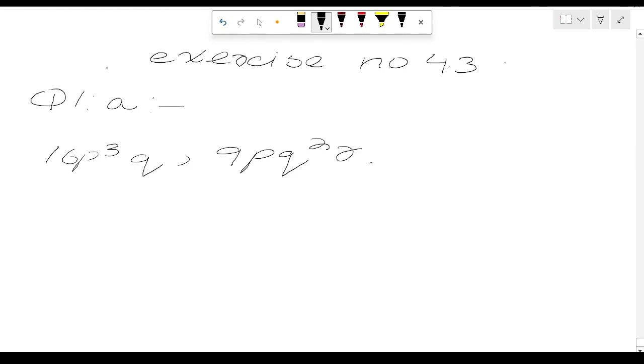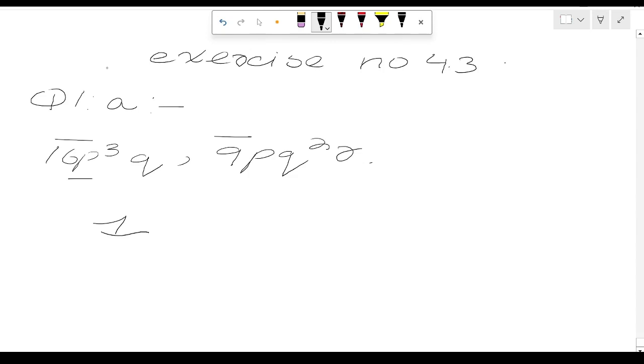So firstly, we have two terms. The first is 16 and then we have 9. Are these two terms divisible by a single number? No, they aren't, because the first is an even number and the second is an odd number. So we will just take 1 as a common value.